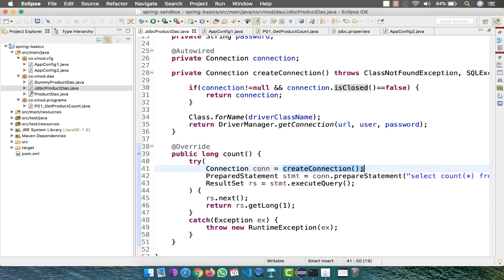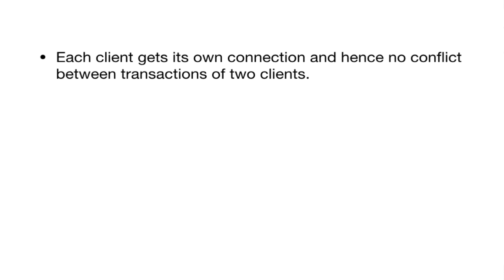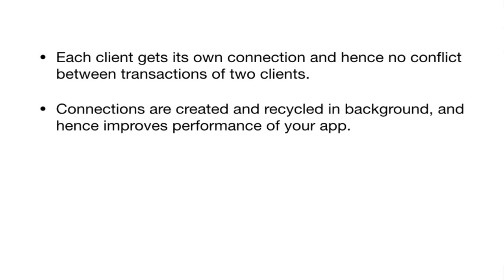So there are a lot of advantages of using the connection pool. Number one, every client gets its own connection object, which means that there will be a separate transaction. There won't be any transaction conflicts. Number two, creating a connection object is a background process. That means it won't affect the application's performance.